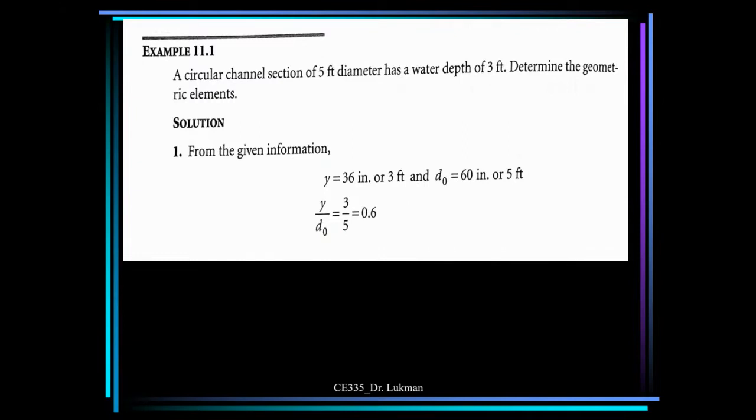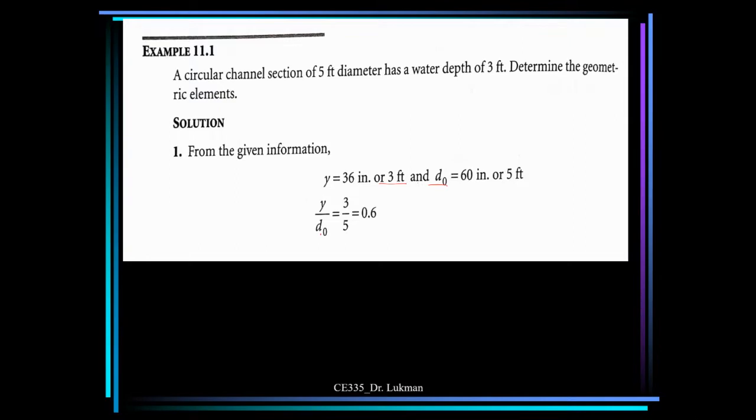Now let's take some examples here. We have a circular section of 5 feet diameter. The diameter is 5 feet, but the water depth is 3 feet. You can see it's not flowing full, like I mentioned. Determine the geometric elements. So from the given information, the depth of flow y is 3 feet, and the pipe diameter d naught is 5.